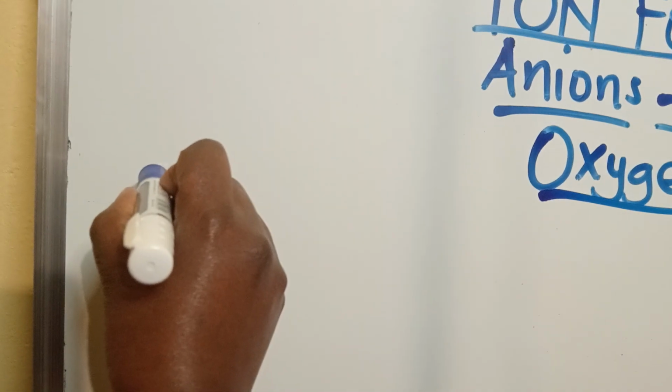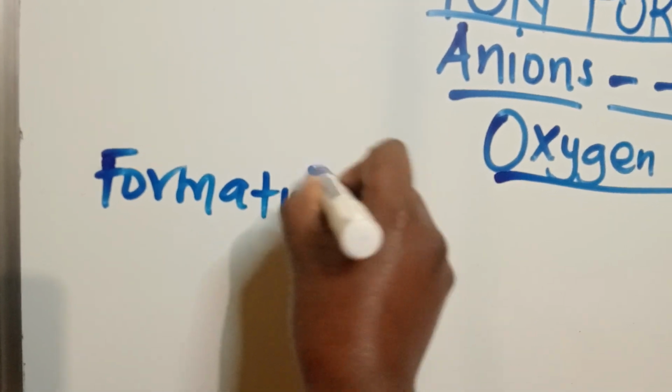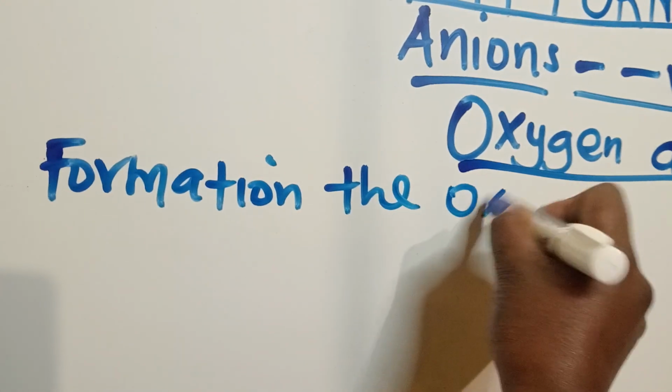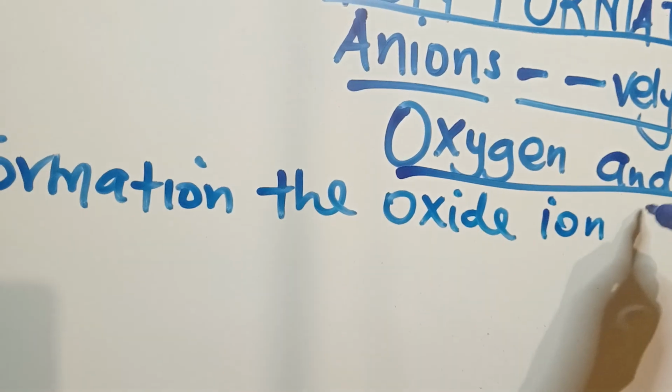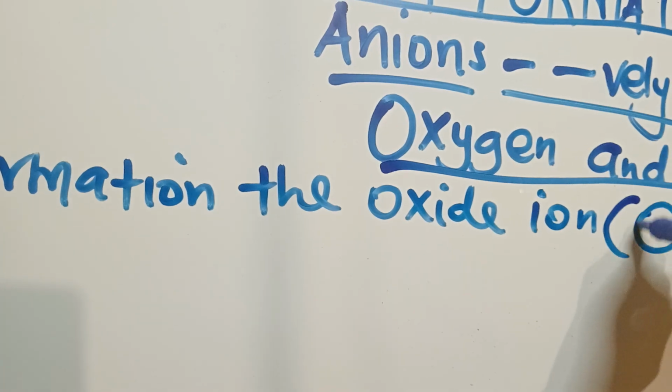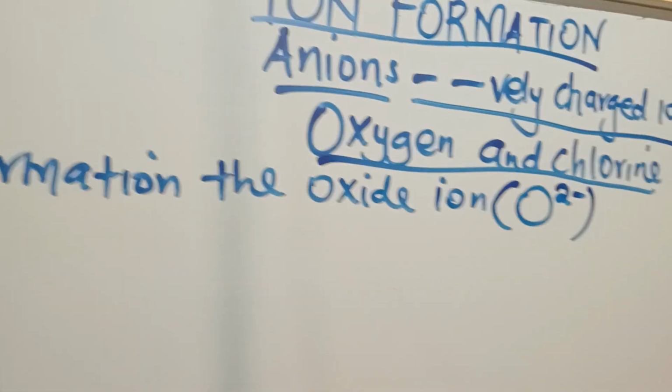So, starting with oxygen, we have the formation of the oxide ion, which has this formula, capital O, 2 negative.